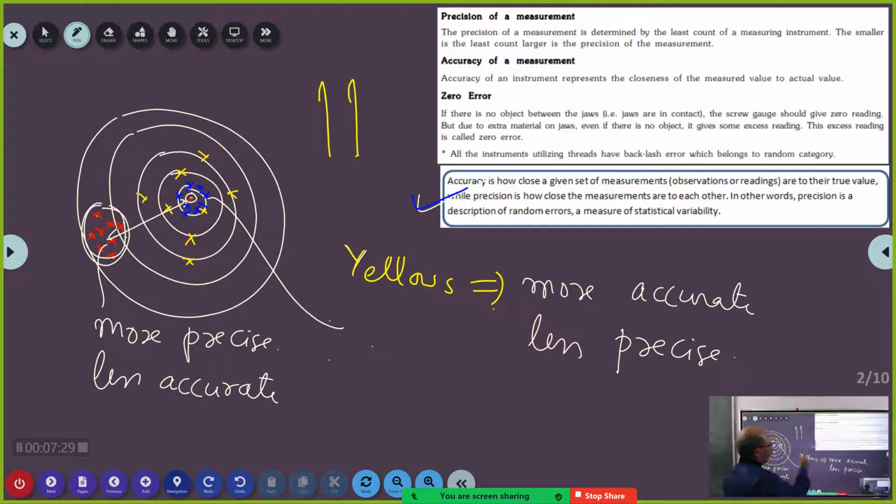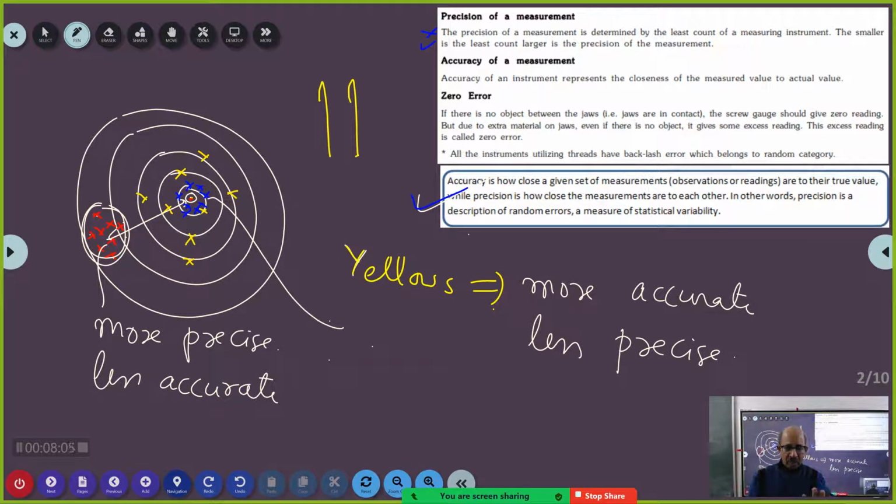After having written this definition, now you see what is the role of the least count when it comes to the precision of measurement. The precision of a measurement is determined by the least count of the measuring instrument. No, I don't subscribe to this as a definition. But one thing is sure: if the least count is small, then you can measure the precision much better.